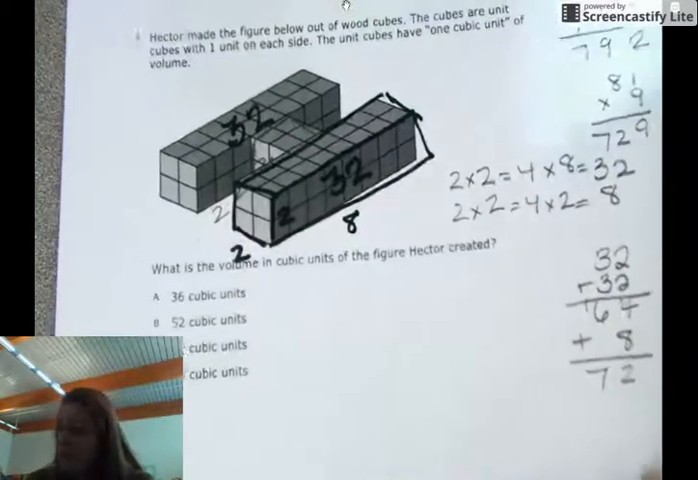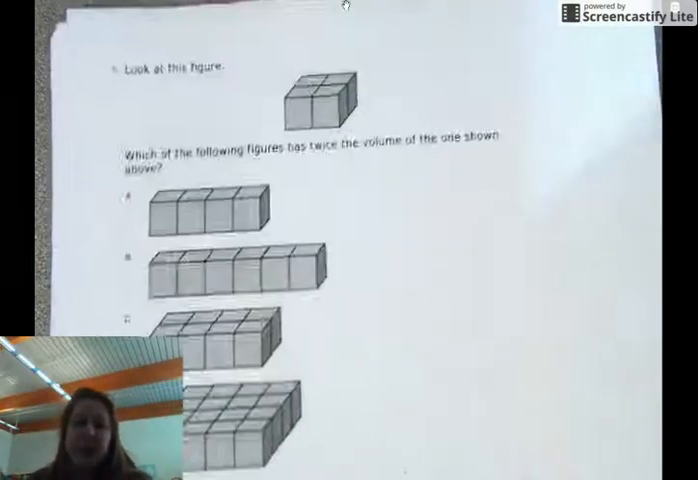Okay, so let's look at question number 3. Look at this figure.